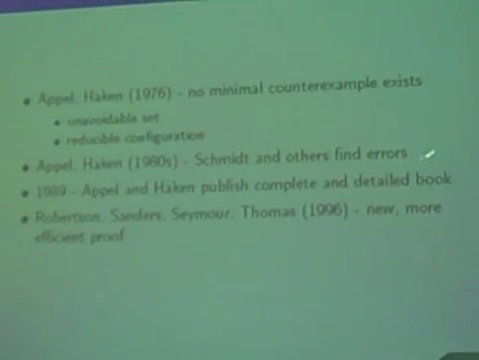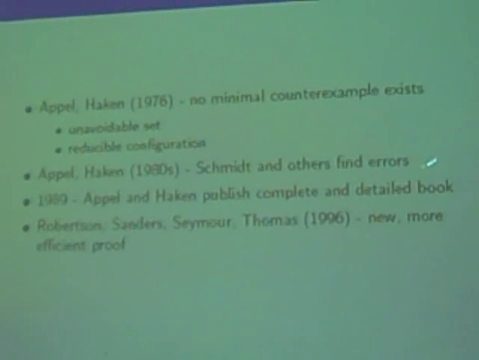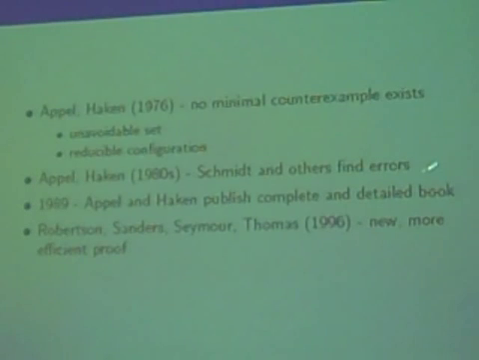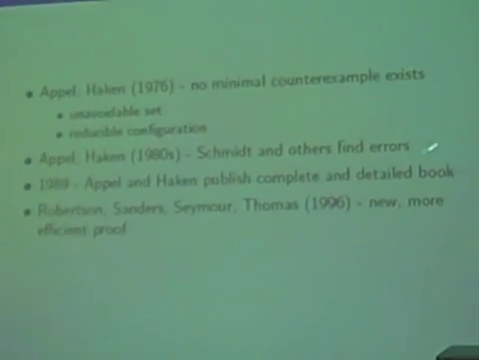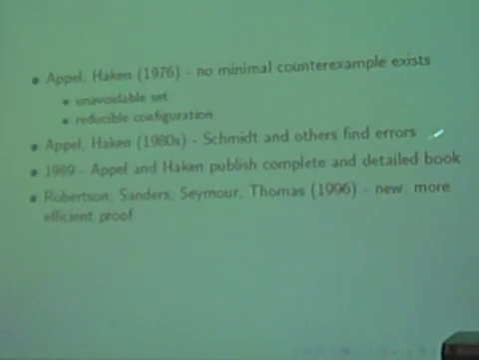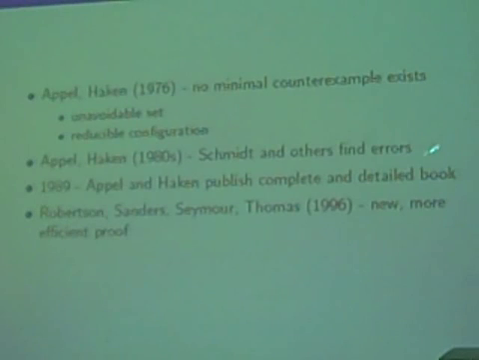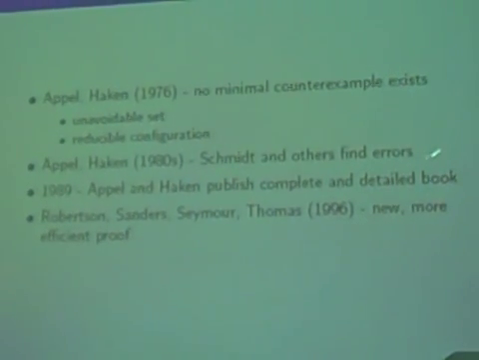Robertson, Sanders, Seymour, and Thomas came up with a new and more efficient proof using the same basic ideas, but their computer program, I think, runs in quadratic time. So they just improved the computer application of that. So it's kind of interesting that this big result took so long to prove, and they ran into so many problems.